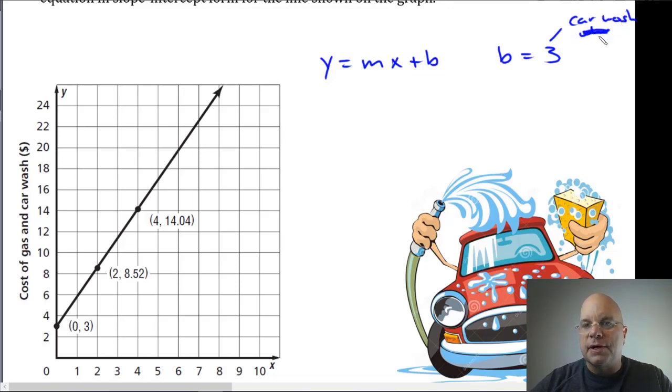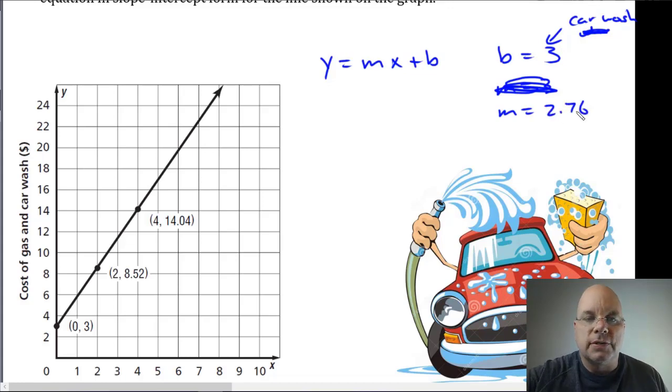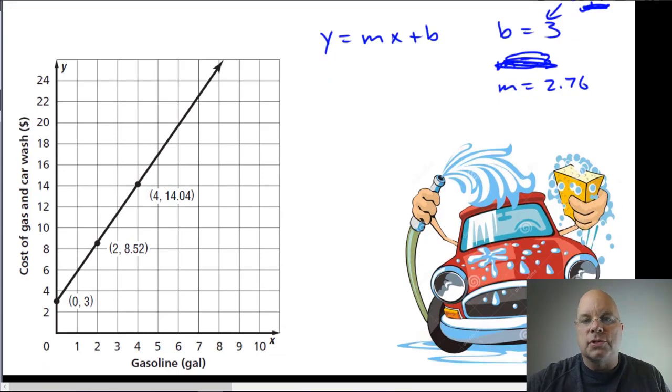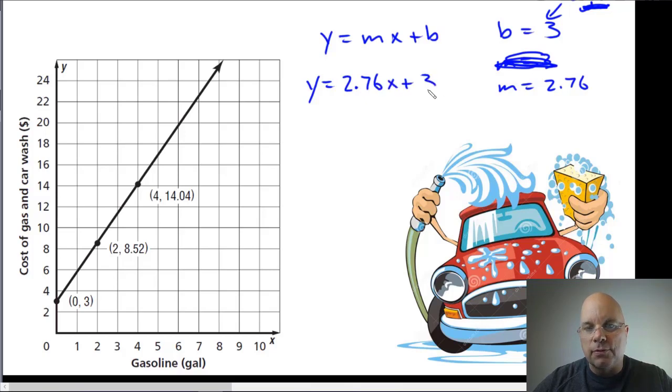You're paying $3 for the car wash no matter how many gallons. Even if you buy no gallons of gas, you still have to pay $3 for the car wash. But for every gallon of gas you buy, you have to pay another $2.76. That's the slope of the line. $2.76 is the slope, and so y is equal to 2.76x plus 3.